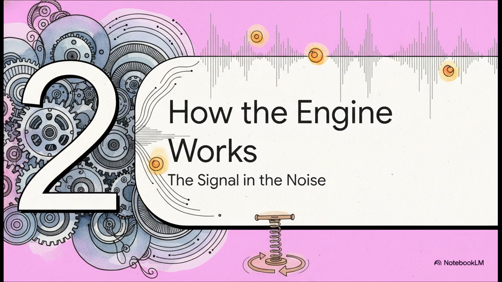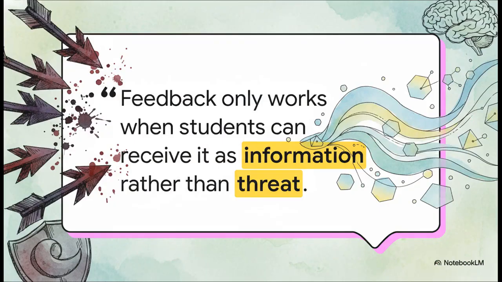Okay, so that's the blueprint. Now let's see how this engine really works by zooming in on one of the most important and frankly most fragile parts of the whole machine: feedback. This quote really gets to the heart of it. You can give the most brilliant feedback in the world, but it's totally useless if the student hears it as an attack. For learning to actually happen, that feedback has to land as pure, useful, actionable information. If it doesn't, their brain just flips a switch from learning mode right into self-defense mode.